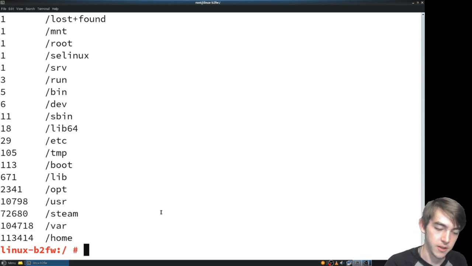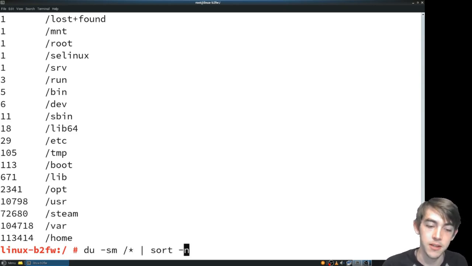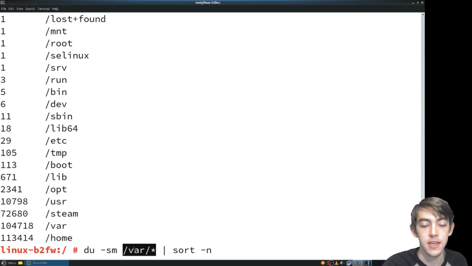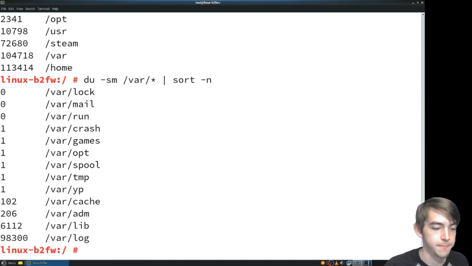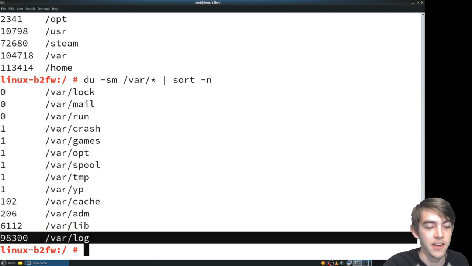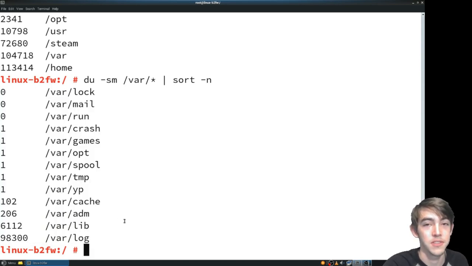Var is too big. So let's modify our above command and put var. So du summarize in megabytes everything underneath var, and then sort that. So we have negligible data. And var log is full of stuff.